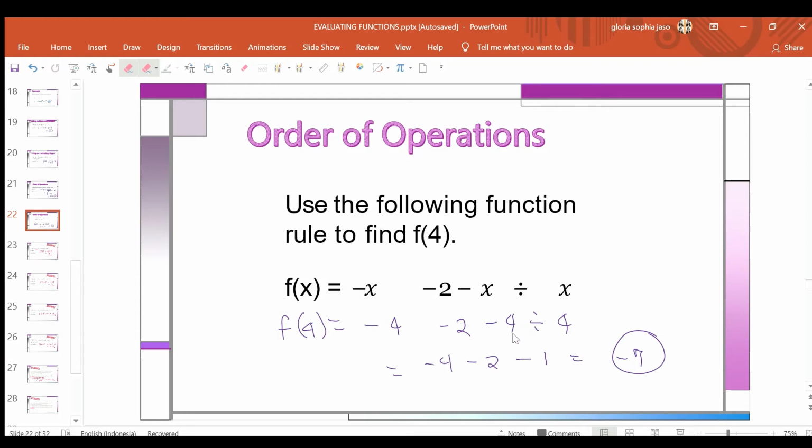Okay, then 4 divided by 4, it becomes 1. Then simplify, negative 4, just copy and negative 2. Then combine, negative 4 plus negative 2 plus negative 1, that is equal to negative 7.